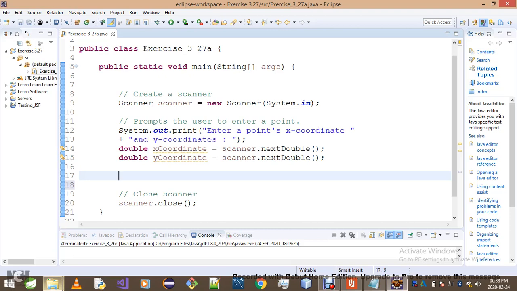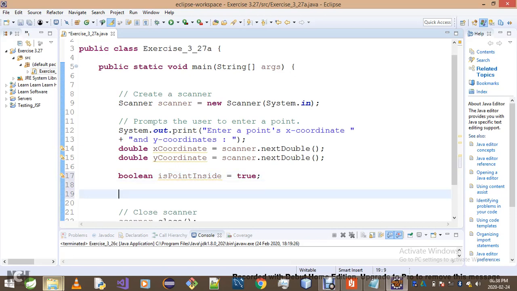retrieving user input. Okay, so it seems like I'm gonna have another variable, and it's gonna be a Boolean variable, which will simply tell us whether or not our point is within the right angle triangle. Okay, you simply go boolean isPointInside. At first, let's just initialize it to true, and we're gonna try to keep track of it as we go along.